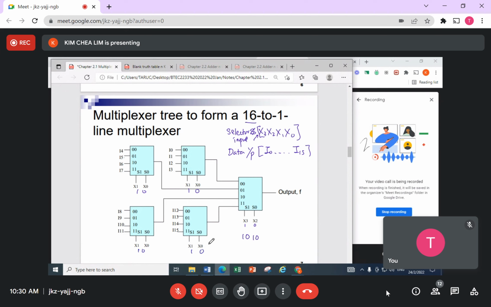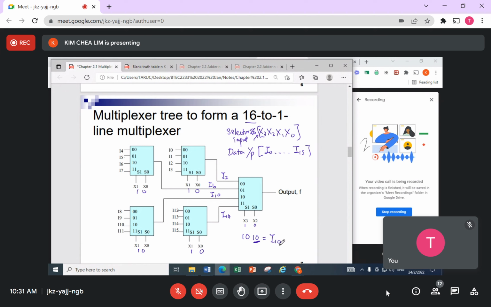Okay, all these are also 1 0 because these 2 are 1 0. Then here we pick the I2. Here pick the I6. Here I10. Then here I14. But my output here, when I look at these combinations, what I should have is I10. Remember 1 2 4 8. So 8 plus 2 gives you the 10.